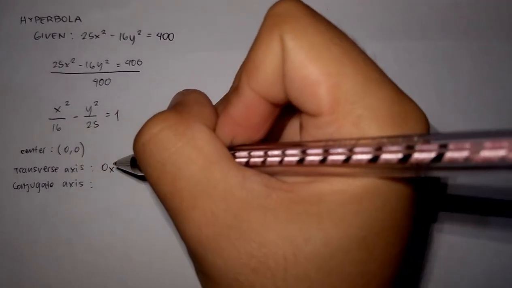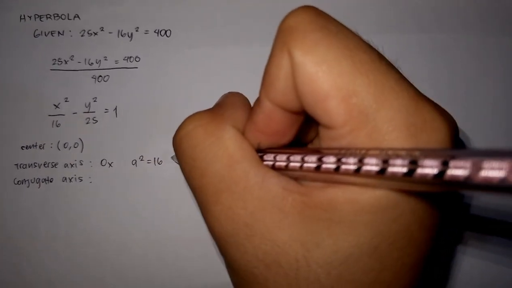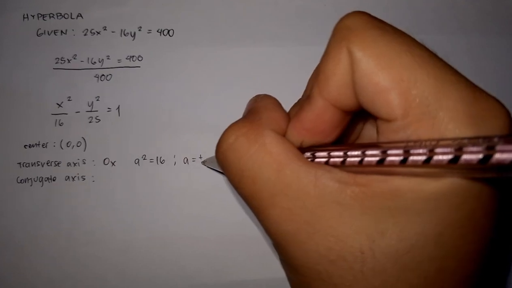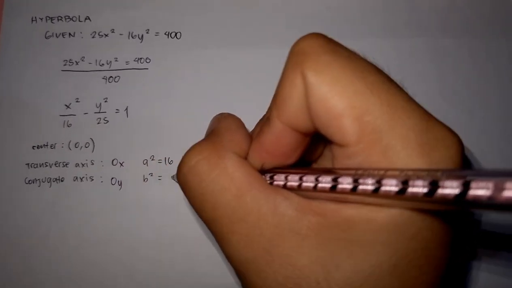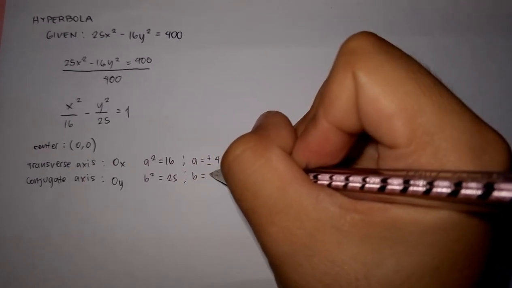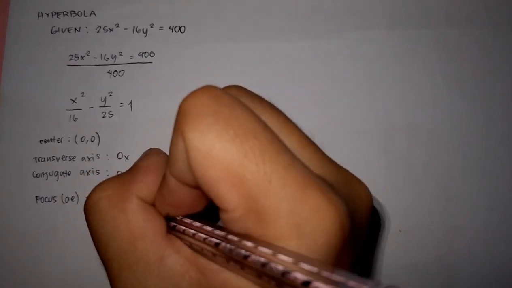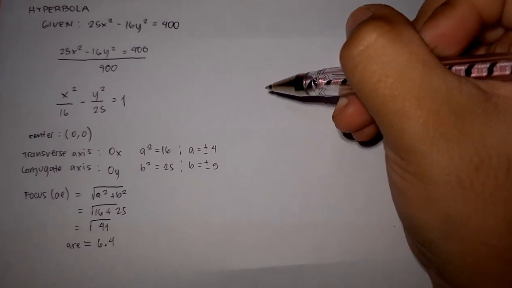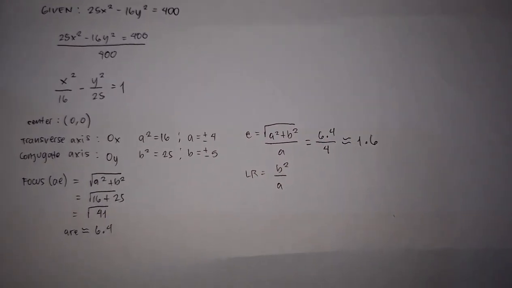Step 4. Identify the transverse and conjugate axis. Transverse axis: a squared equals 16, so a equals 4 because the square root of 16 is 4. Conjugate axis: b squared equals 25, so b equals 5 because the square root of 25 is 5. Step 5. Calculate the focus, eccentricity, latus rectum, directrices, and asymptotes. To calculate, just input using the given formula.